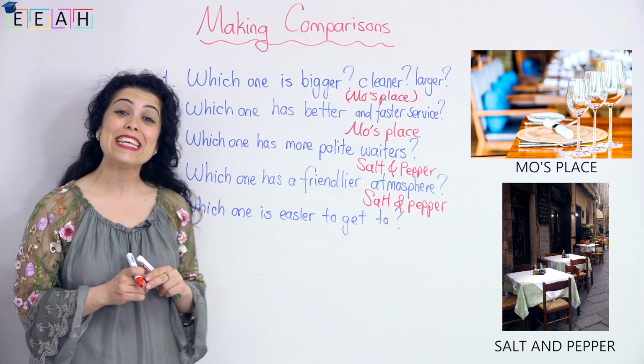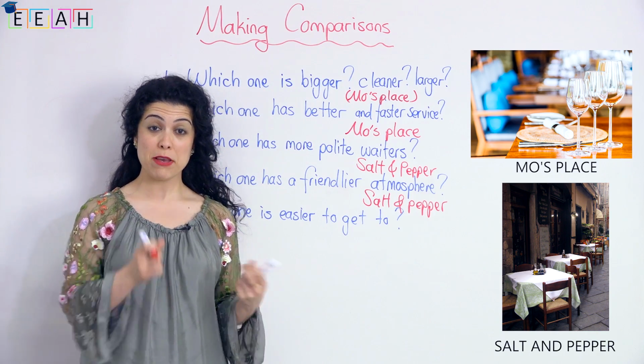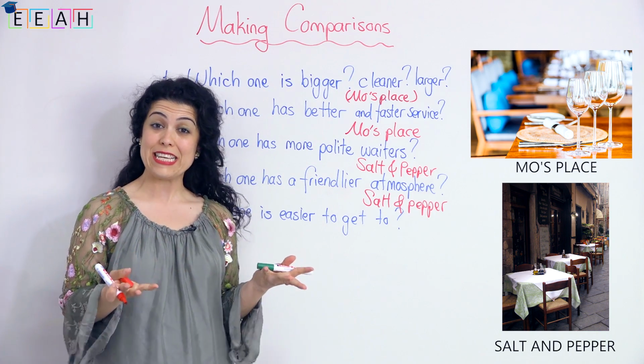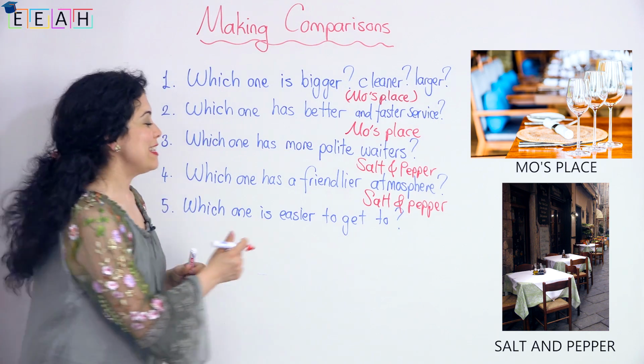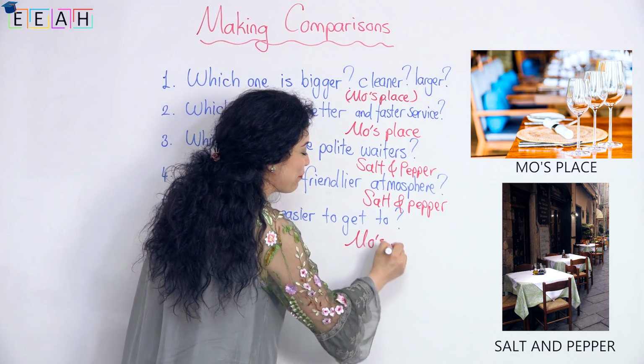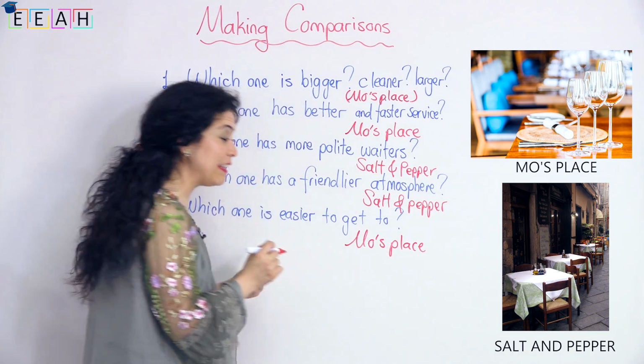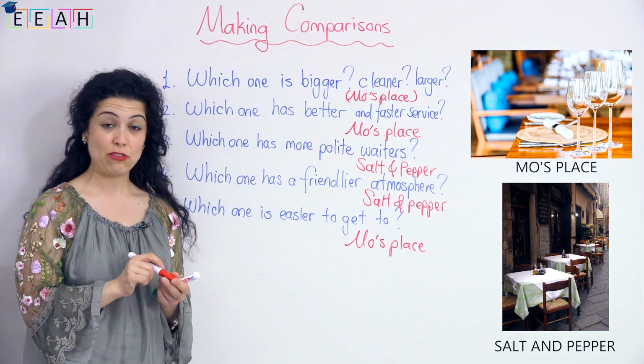Which one is easier to get to? Imagine you're driving. Which one is easier? Okay? I'm gonna say Mo's Place. Mo's Place is more convenient. It's easier to get to.